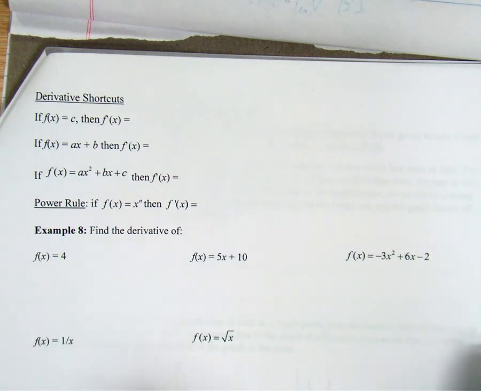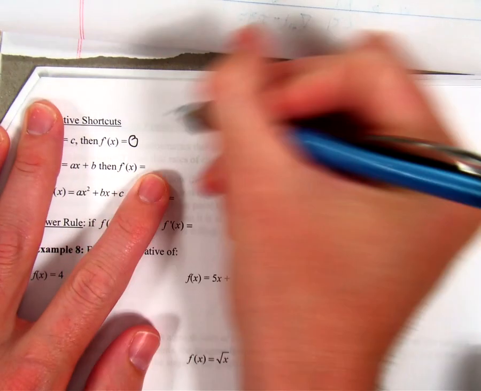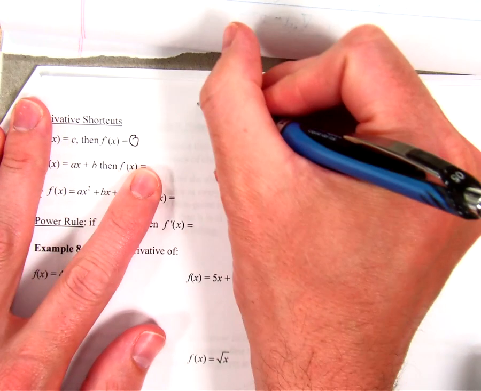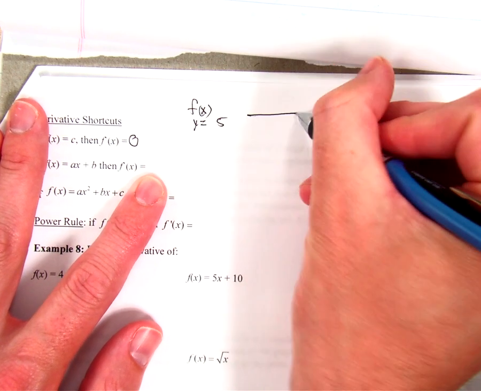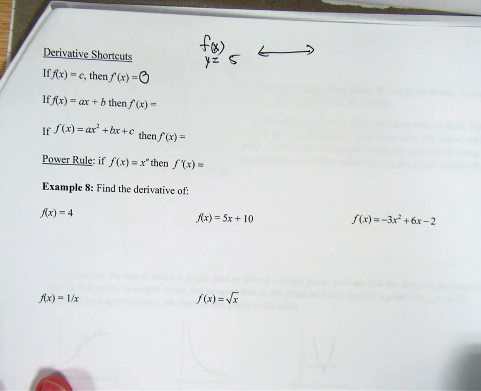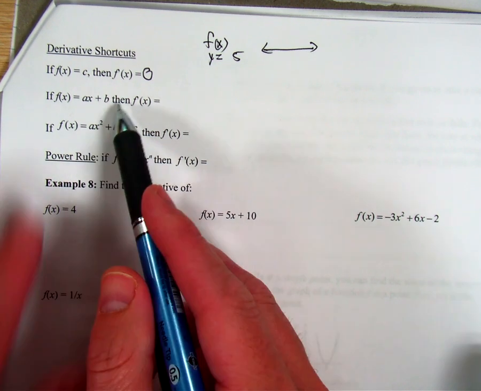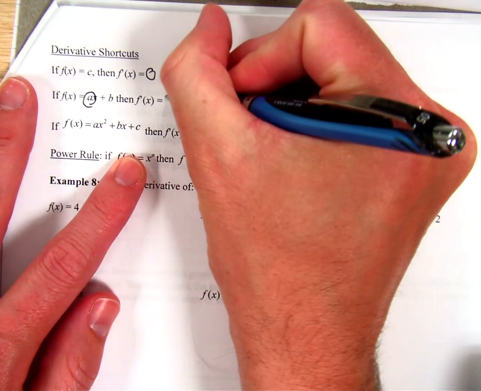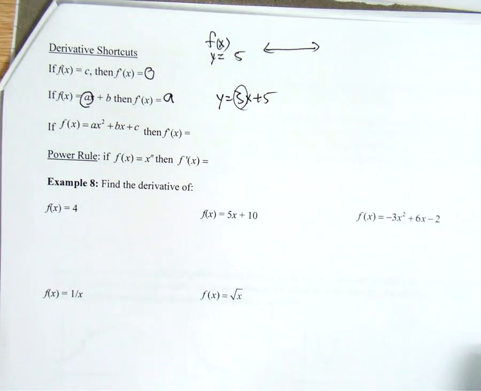Derivative shortcuts. If f of x equals c, then the slope is 0. Okay, what's the slope of a constant? F of x equals c, like y equals 5. It's a flat line. No slope. 0. If f of x equals ax plus b, it's a line, and it's not a flat line, then we actually have slope. It is just a. Right? Y equals 3x plus 5, our slope would have been 3. So far, pretty common sense stuff.